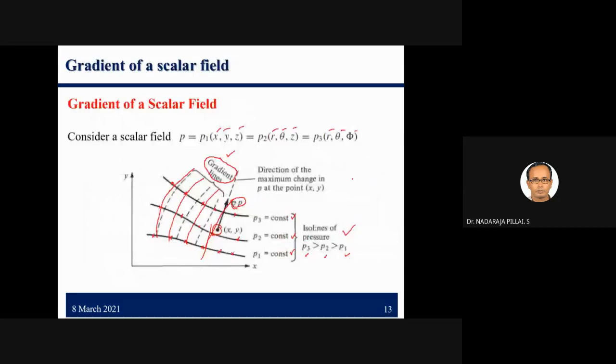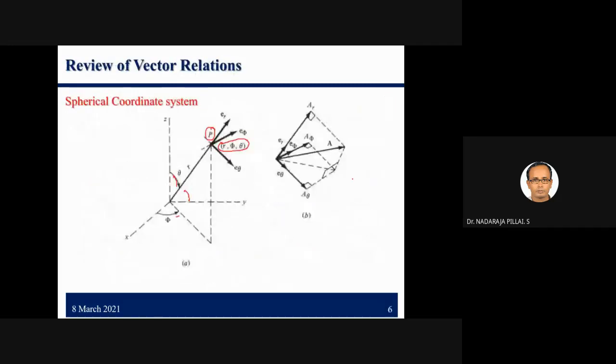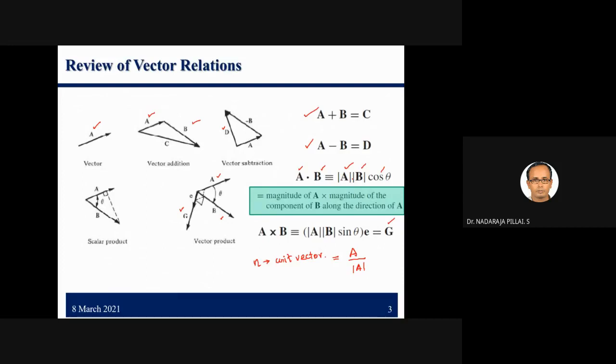Please remember, we will revisit it once again from the start. In the starting, we considered a vector A, then two vectors A and B, and then we considered vector addition and vector subtraction. Then we noted that the scalar product can be expressed as A dot B, and similarly the vector product as A cross B. And we denote a unit vector n, in some places mentioned as E, and so on. So a unit vector can be represented this way.